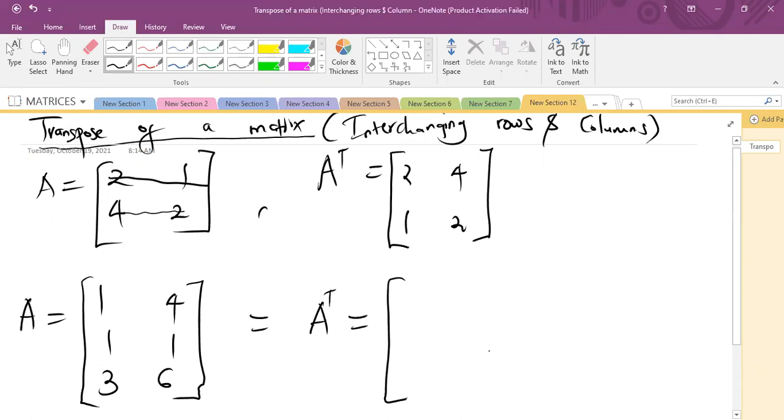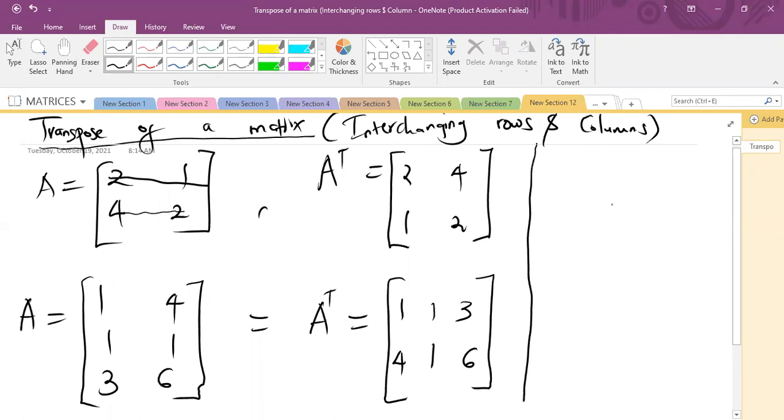A transpose is equal to, interchanging the rows and columns, we will have: this is our first row, it will now become our first column, so we will have 1, 4. This is our second row, it will now become our second column, we will have 1, 1. And this is our third row, it will now become our third column, we will have 3, 6, guys. So that's basically how we go about transposing.